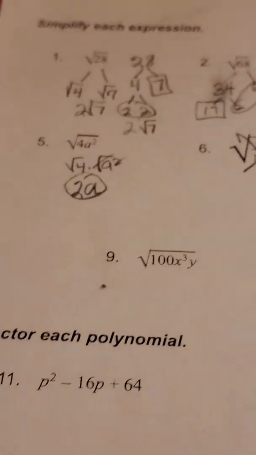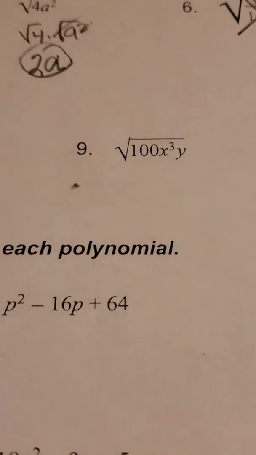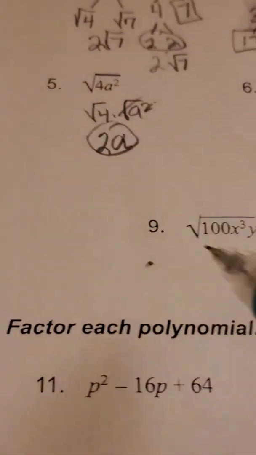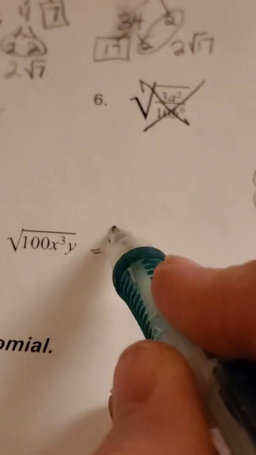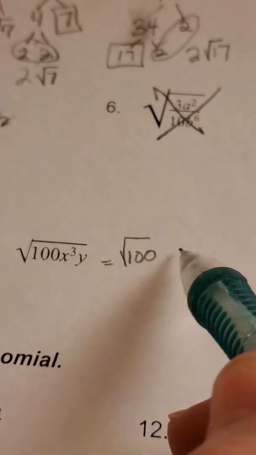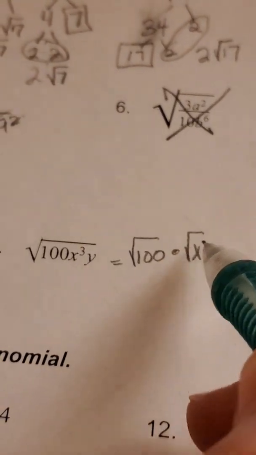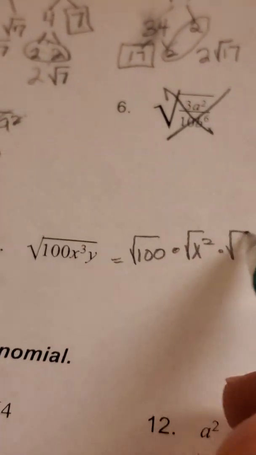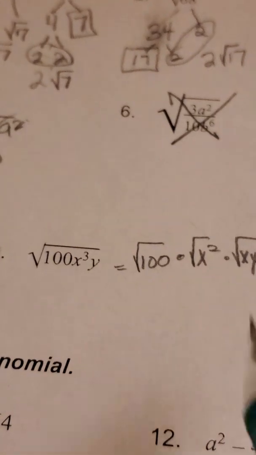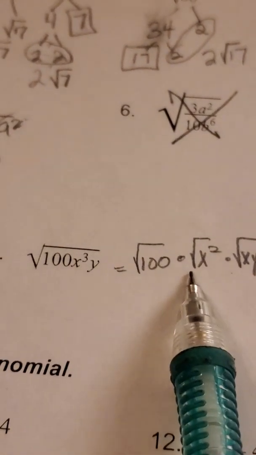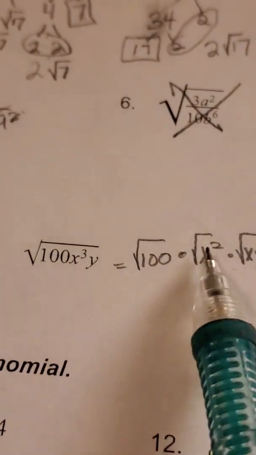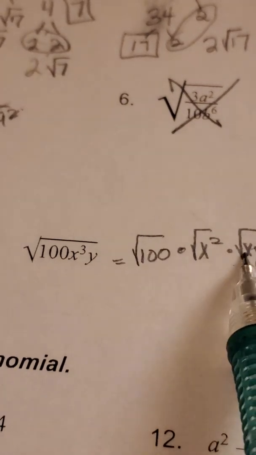All right. 100 x to the 3rd y. We can rewrite that as the square root of 100 times the square root of x squared times the square root of xy. Now, the reason I pulled that x squared out, because I know it says x to the 3rd, but if you have x squared here and x to the 1 here, that's x to the 3rd total.